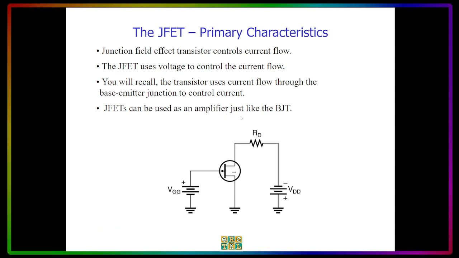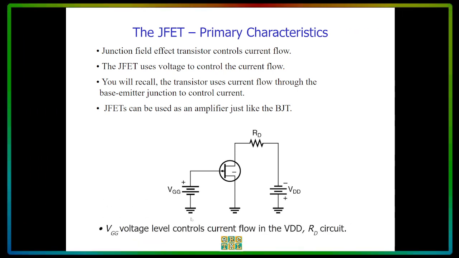JFETs can be used as amplifier, just like the BJT. And the VGG here is the voltage level control. It controls current flow in the VDD RD circuit. So the current that flows in the VDD in the RD circuit is controlled by the VGG.